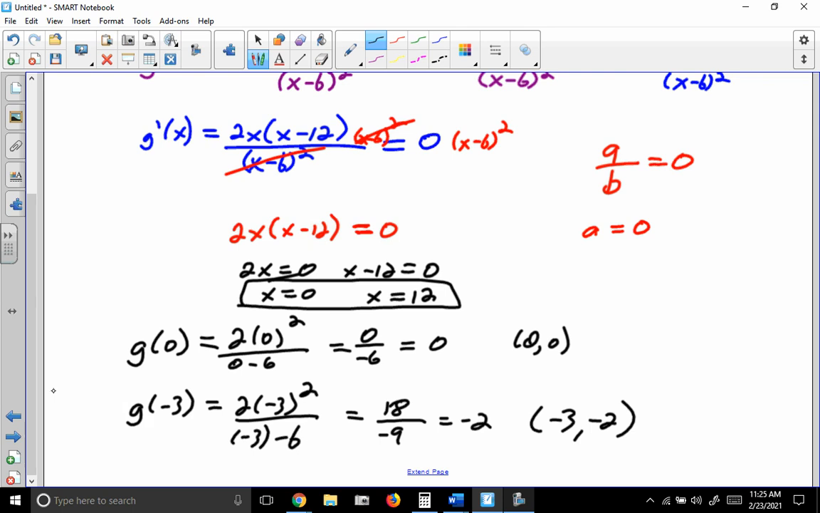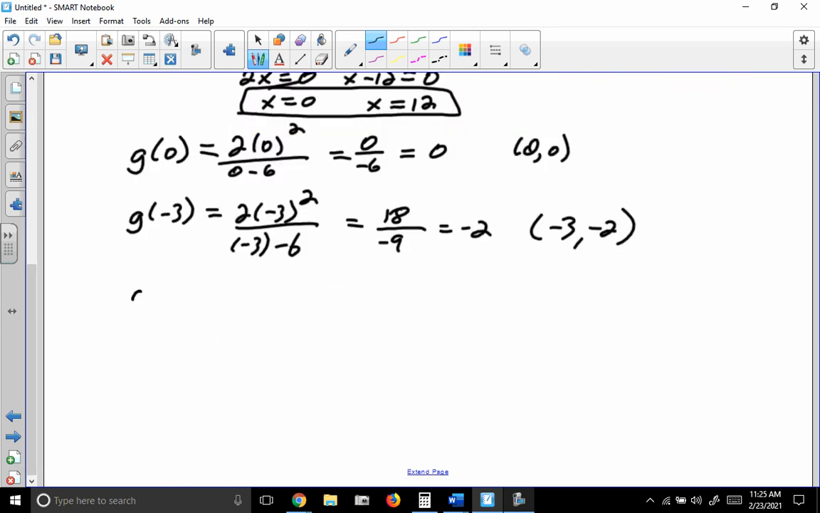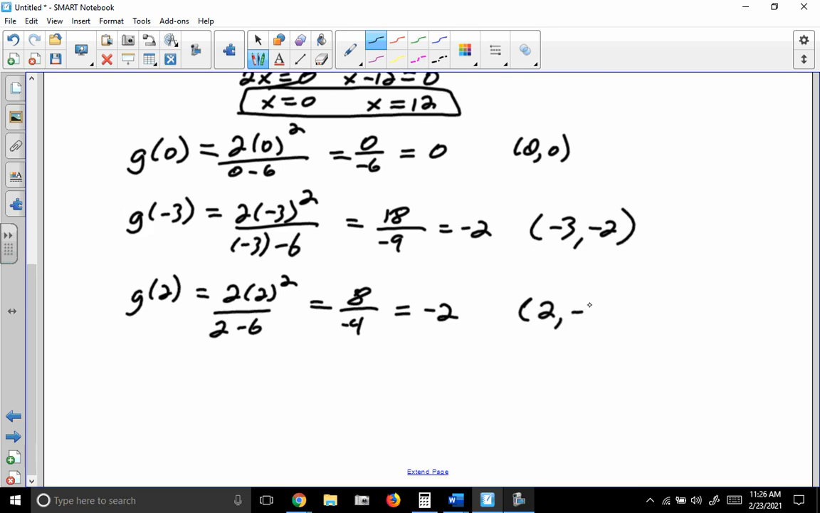And then the rest of our interval has an x of 2. So let's substitute a 2 in. So we're going to have 2 times 2 squared over 2 minus 6. So 4, 8 on top, negative 4 on bottom. So negative 2. So when x is 2, y is negative 2.